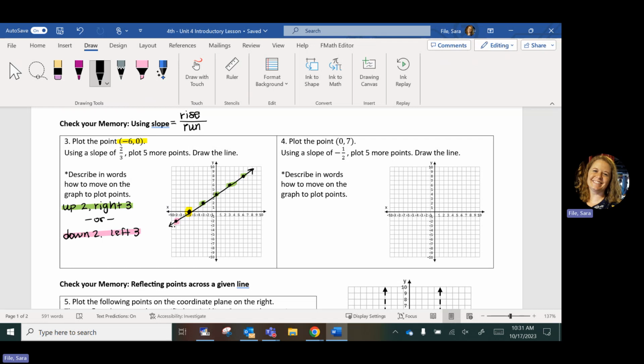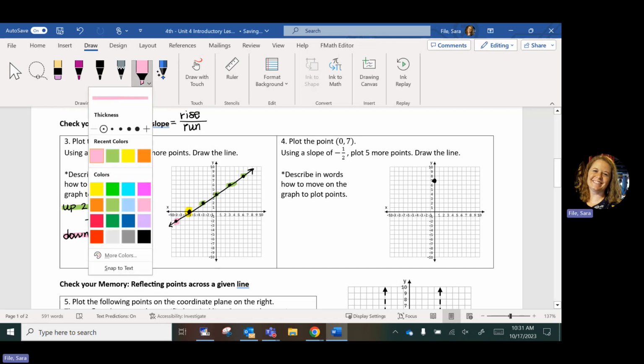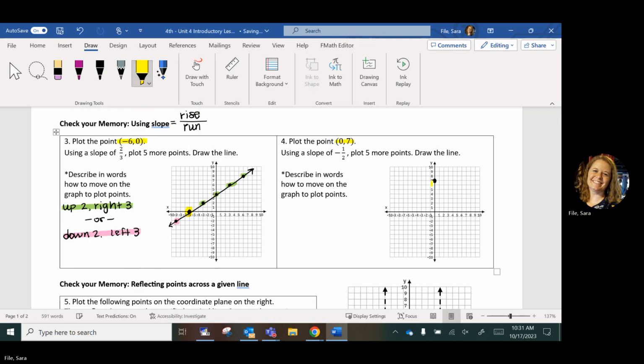All right, what about if I start at 0, 7? First of all, what is 0, 7? What type of point would that be? A y-intercept, because it's on the y-axis. Okay, so I'm starting here. And they tell me this time to plot 5 points given a slope of -1/2. So what's one option I have? Down 1 and to the right 2.